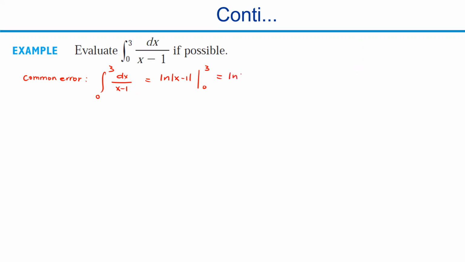This is like ln of 3 minus 1, minus ln of minus 1. Simply, students do it like this, okay? And we can put it like this, but this is a wrong answer, okay? This is not correct. Not a correct answer. Why? This is wrong because this is not a definite integral, okay?